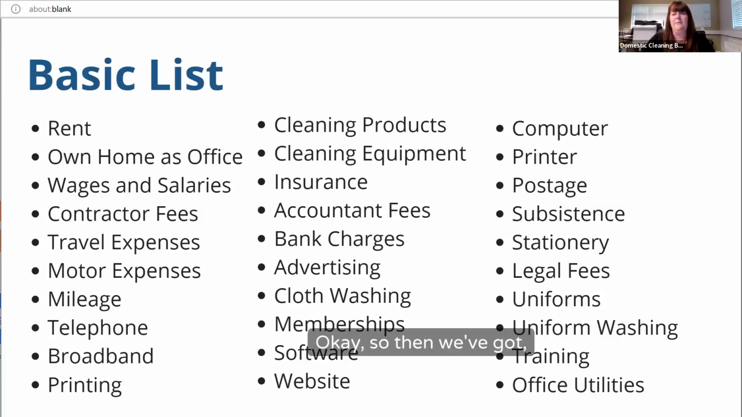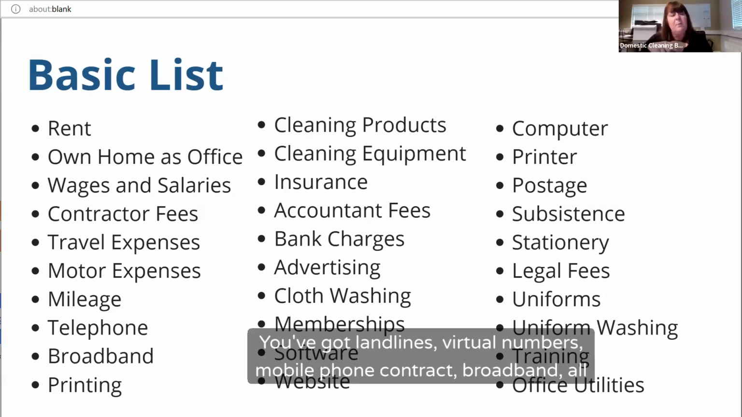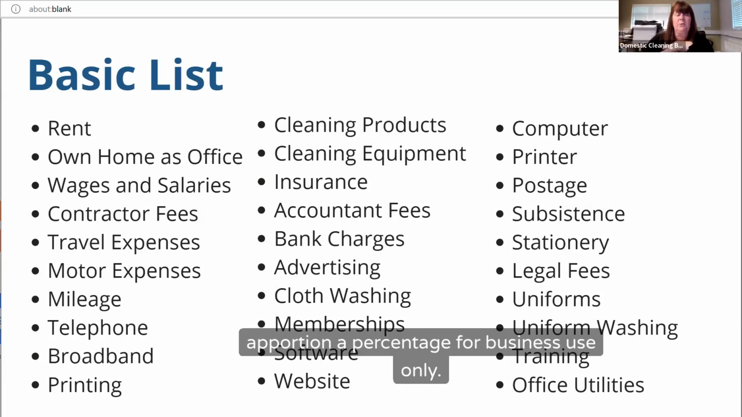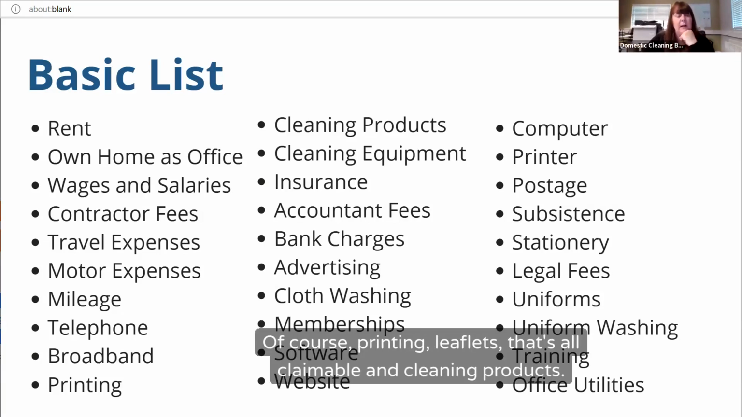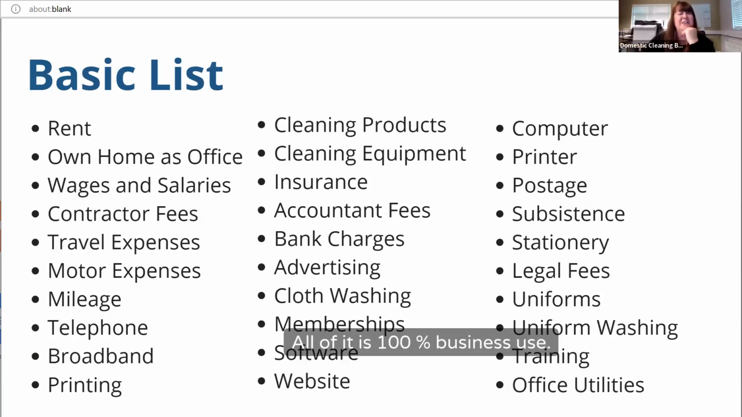Okay, so then we've got the cost of any landlines. So you've got landlines, virtual numbers, mobile phone contract, broadband, all allowable. But if you use your mobile or broadband for personal use as well, you have to apportion a percentage for business use only. You can't claim the whole thing. Of course, printing leaflets, that's all claimable, and cleaning products. Of course, we never use cleaning products in our own homes, do we? All of it is 100% business use.